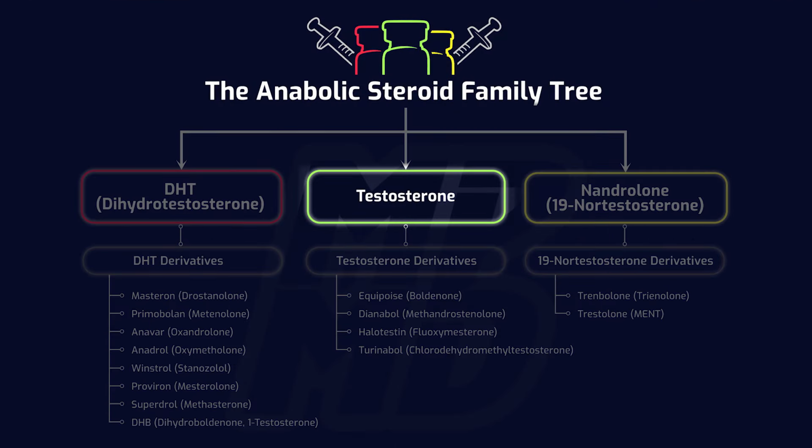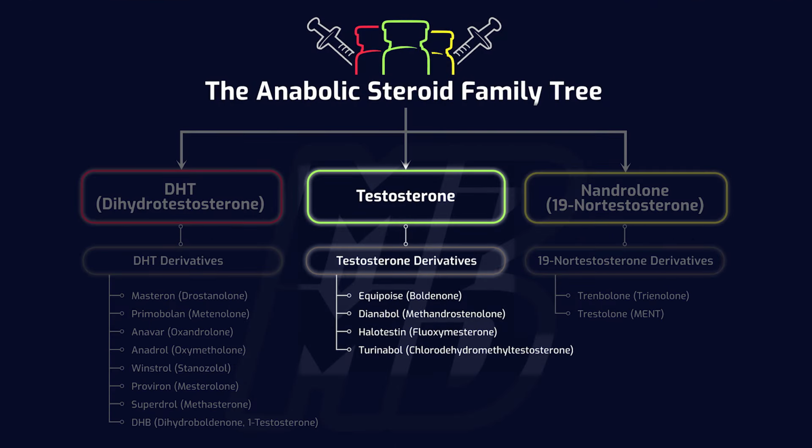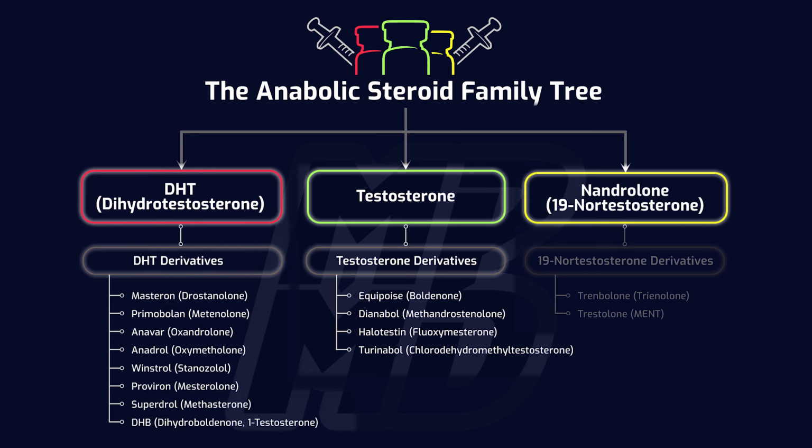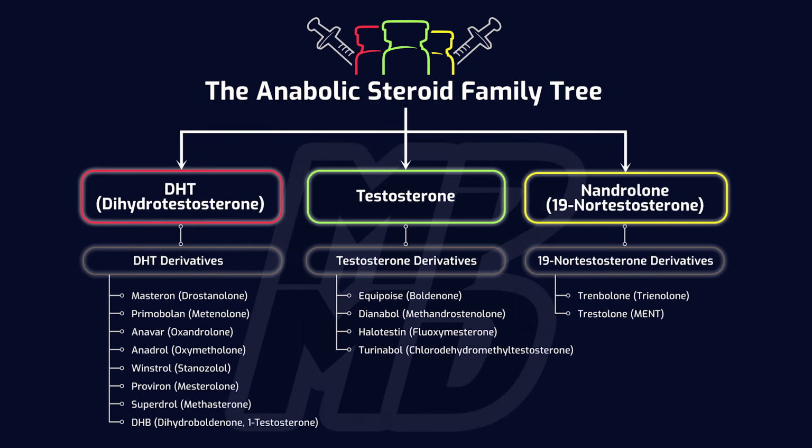We have the testosterone category with its derivatives as well. We have DHT and the DHT derivatives, and then we have the 19-nors, derivatives of 19-nortestosterone. And in general, the 19-nors is essentially only comprised of nandrolone, trenbolone, and ment in terms of a traditional bodybuilder, powerlifting, whatever context.